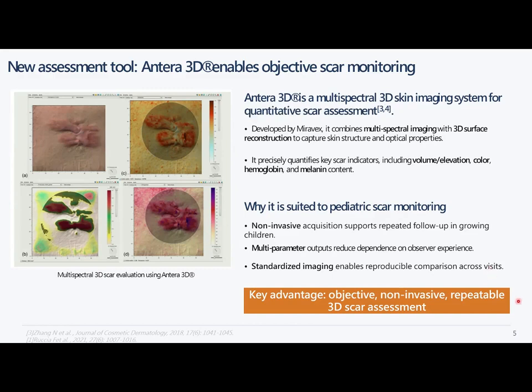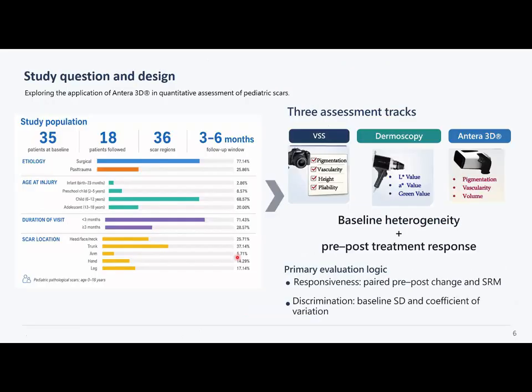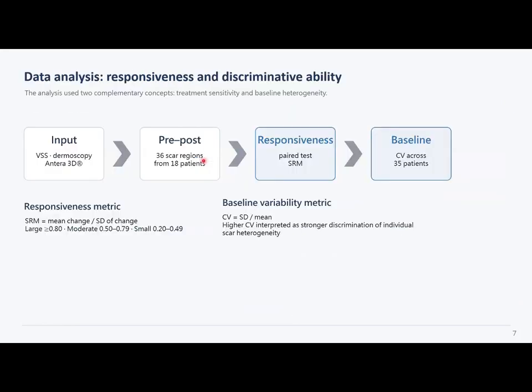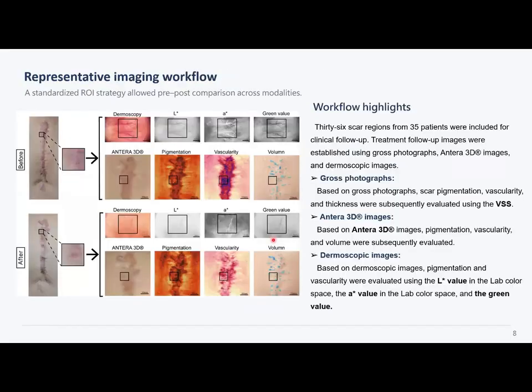Okay, now we are having here the different quantitative data, and later, the smart one will give you a curve with time. In this study, we used 35 patients, 18 of whom were followed, and we have 36 scar regions. As I mentioned, it's a pre and post comparison, and we have the CVNSD.